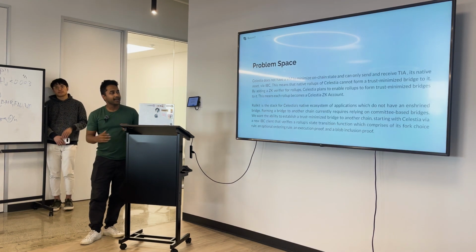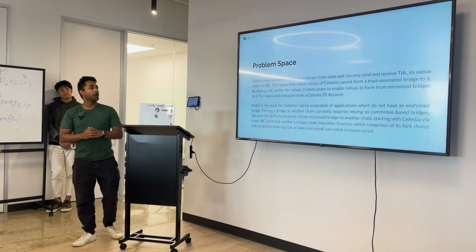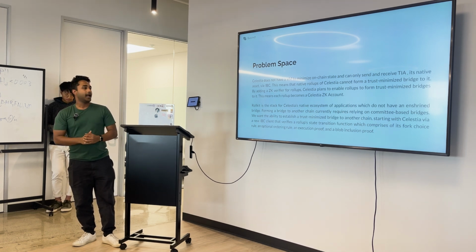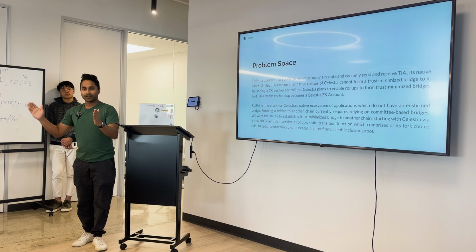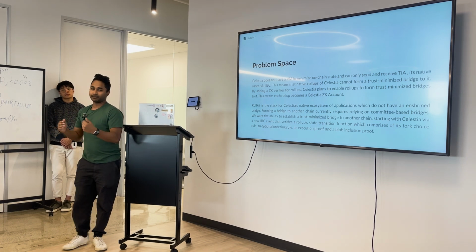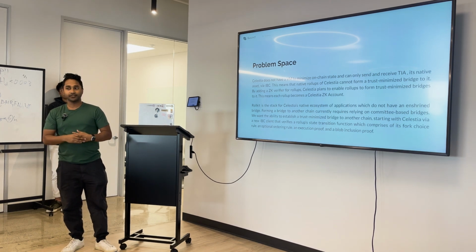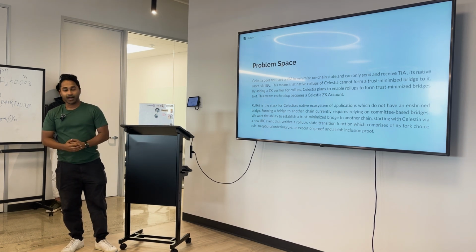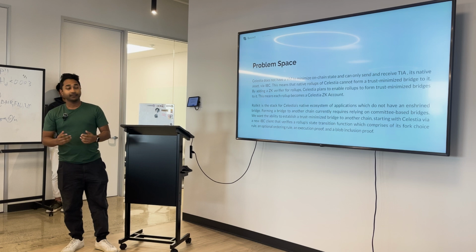So from space, Celestia does not have a VM, to minimize on-chain state. The only state it has is sending addresses, and the most it has is just blobs. So you can just post blobs to it and use it for DA. It can only send and receive TIA, its native asset, by IBC. Currently, there's a token filter.